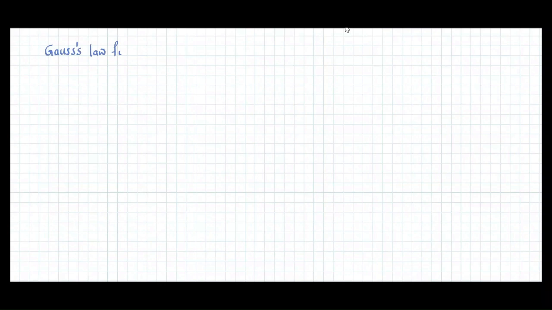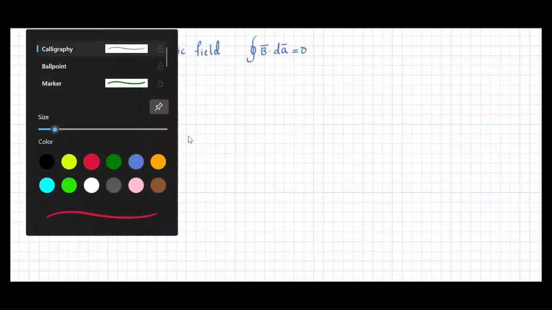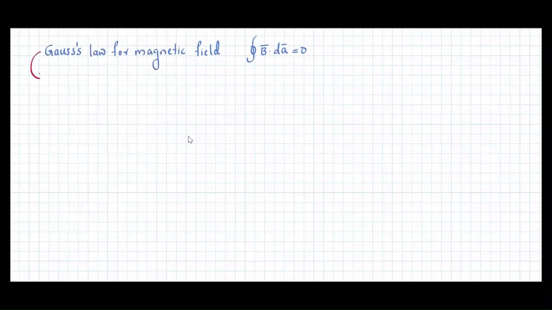Thus, the Gauss's law for magnetic field can be represented as closed integral B dot dA is equal to 0. Why does it happen? Because the number of field lines entering and leaving the Gaussian surface is equal. Therefore, the net magnetic flux through the closed surface is 0.